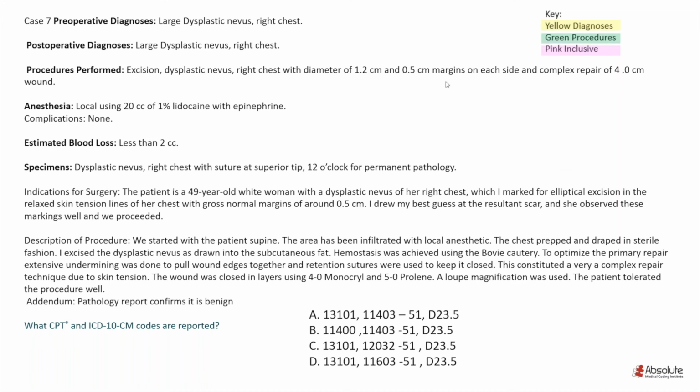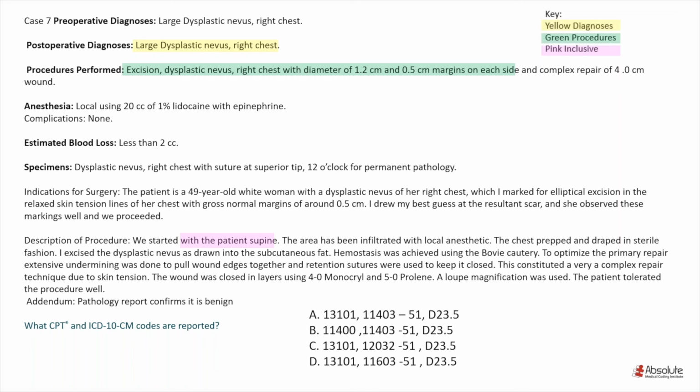Okay, coders, let's move on and solve this scenario. The first step is highlighting the keywords. In this scenario, we have a post-operative diagnosis of large dysplastic nevus of right chest. The procedure performed is an excision of dysplastic nevus of right chest with a diameter of 1.2 centimeter and 0.5 centimeter margins on each side.